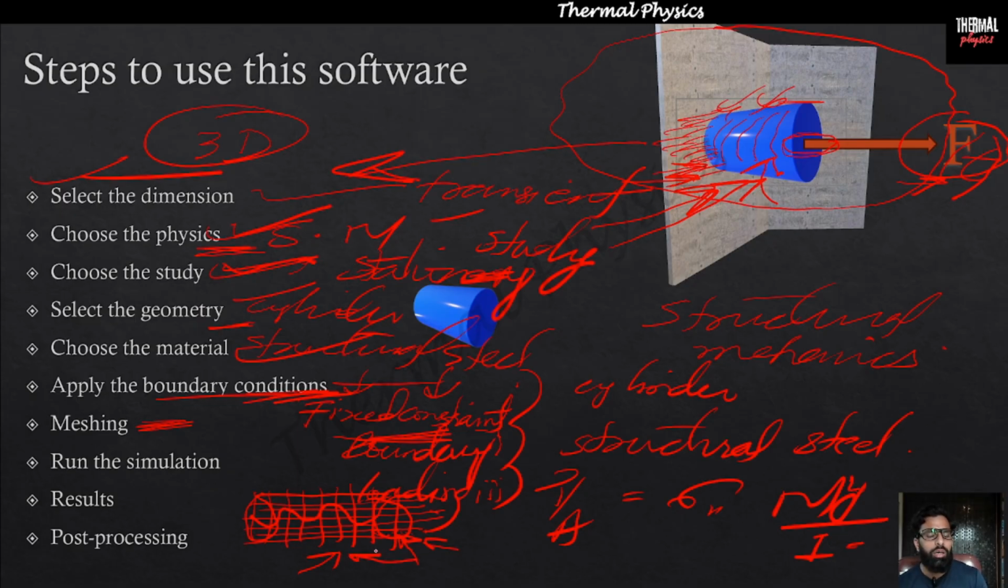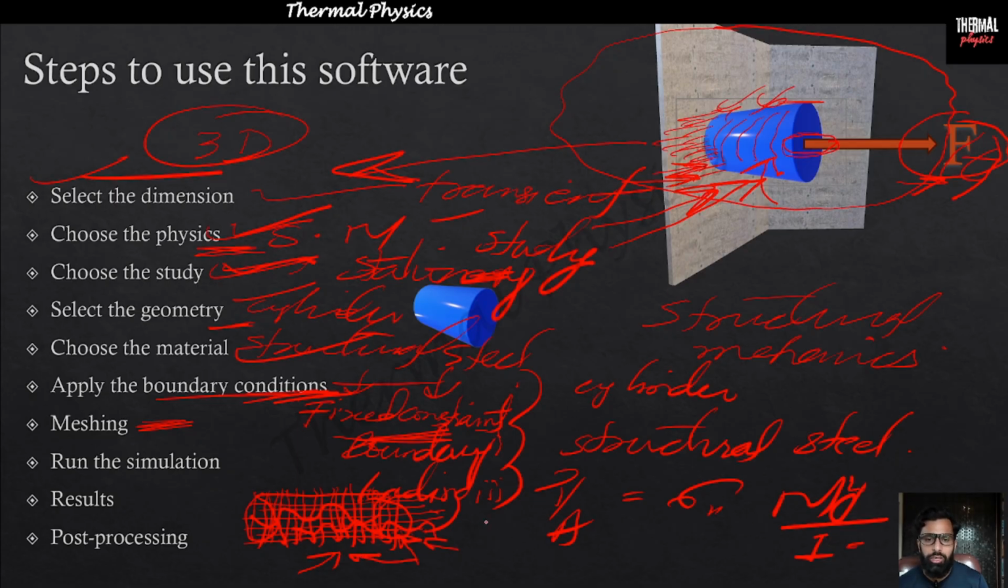So finer the mesh means smaller these elements, and the software will obtain all the details, all the gradients. It will give us all the changes that are happening within the material when it comes to stress. It will capture all the gradients if the meshing is finer.